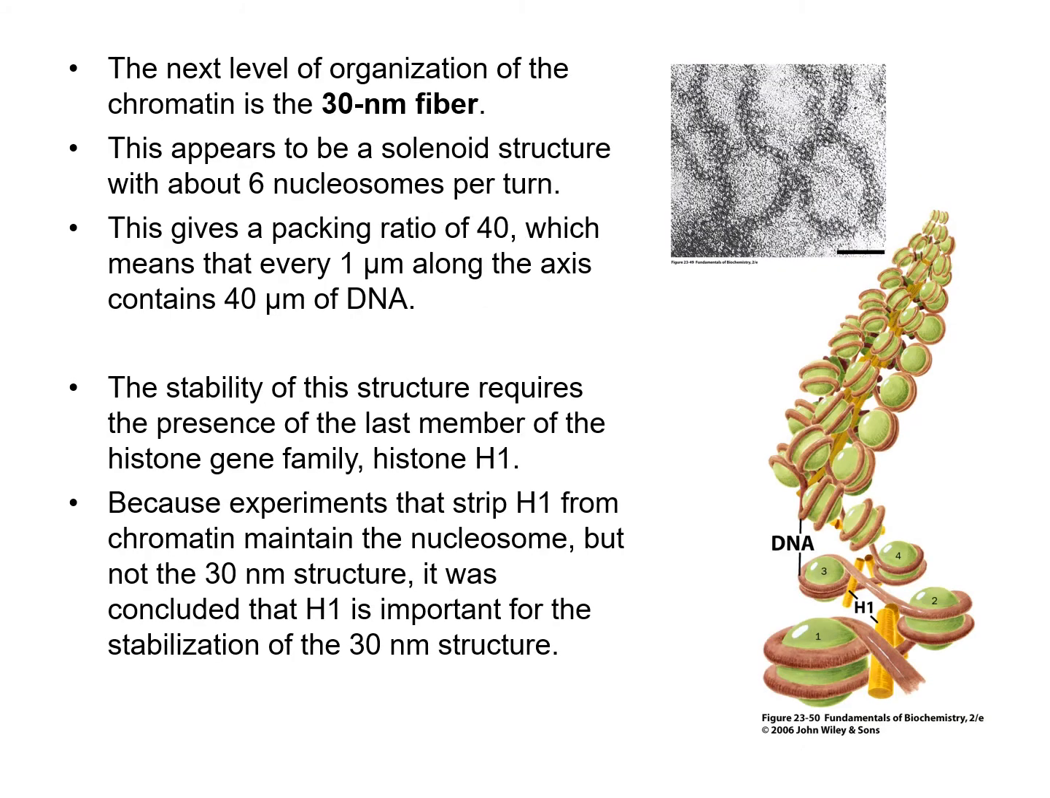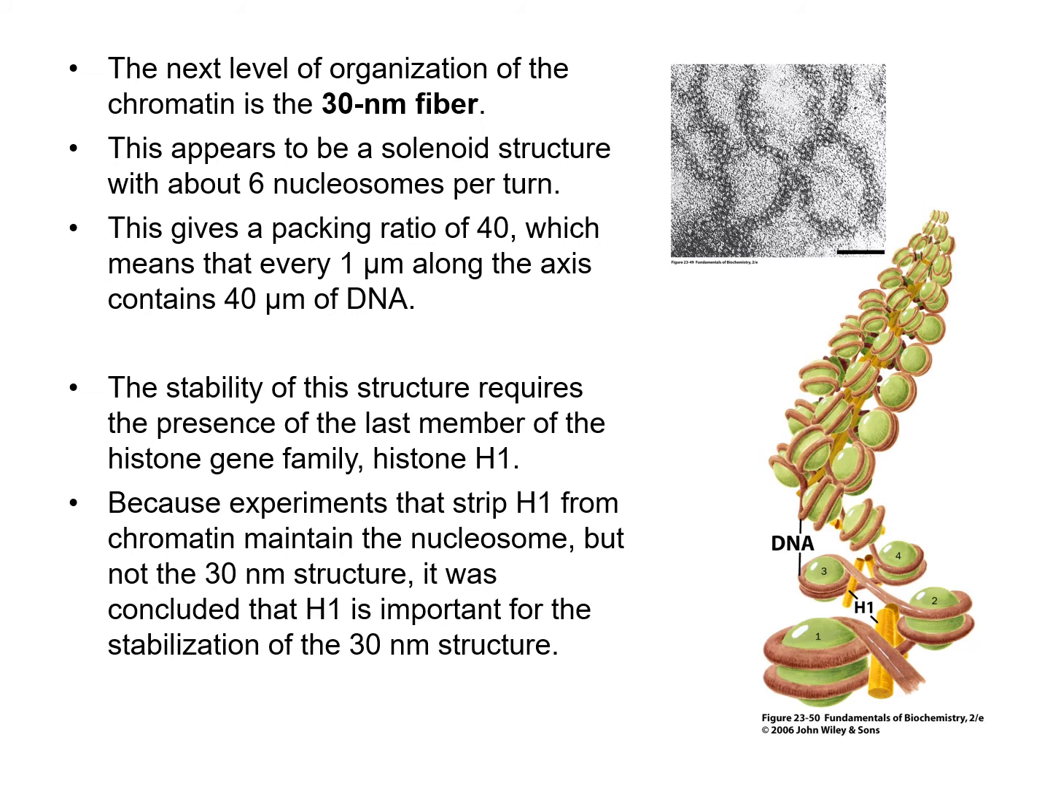The second level of organization of the chromatin is the 30 nanometer fiber. You can see it in the electron micrographs here too, which has a lot of beads getting together, forming these kinds of thick bundles. This appears to be a solenoid structure, or a helix of those little nucleosome beads, with about 6 nucleosomes per turn. This gives a packing ratio of about 40, which means that every 1 micrometer along the axis of this 30 nanometer fiber contains 40 micrometers of DNA.